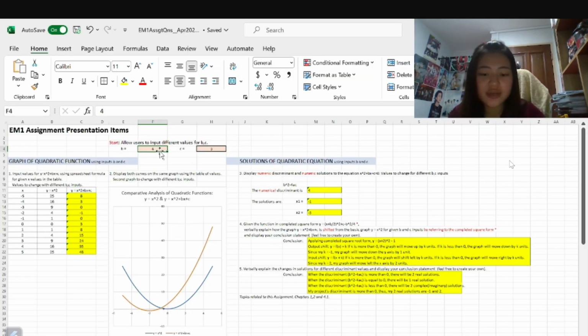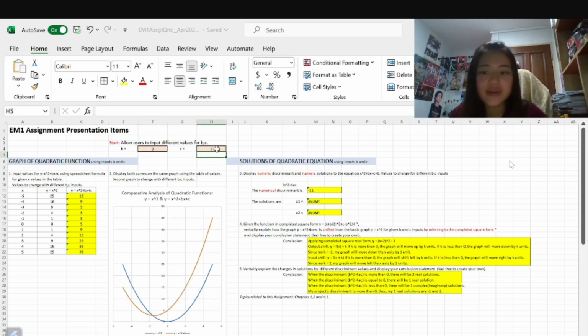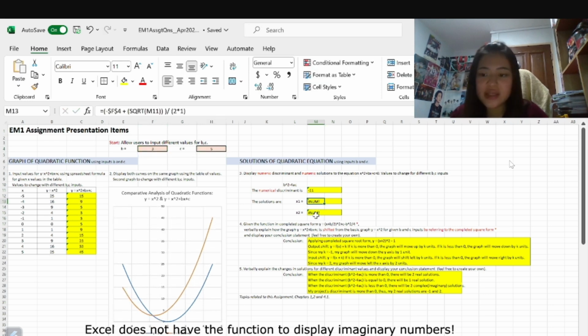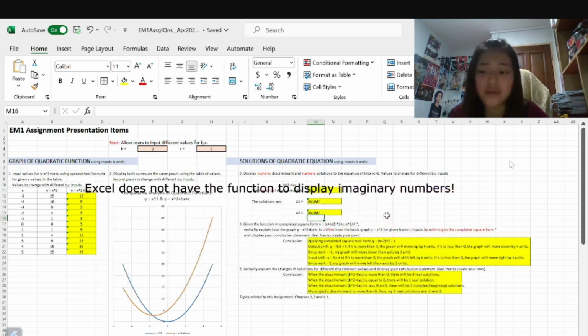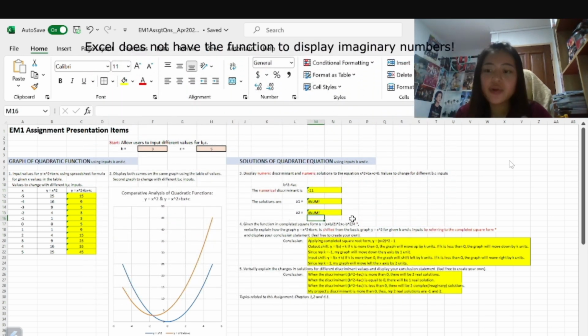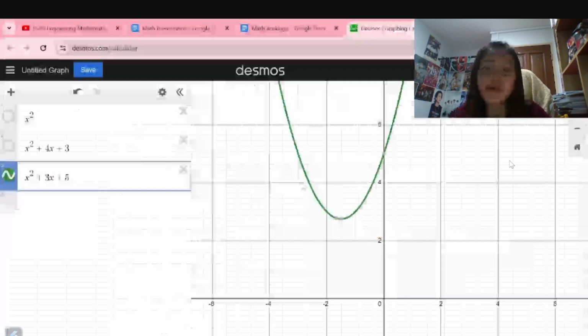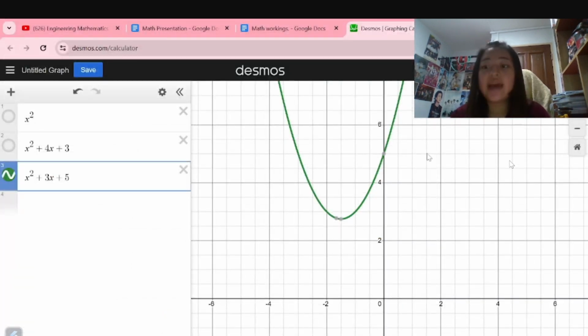On my Excel sheet, if you sub b with 3 and then you sub c with 5, the x will show #NUM!, which means that Excel does not recognize that function, since the answers will contain imaginary numbers, because the graph does not touch the x-axis at all, meaning no intercept. Thus, there will be no real solutions if the discriminant is less than 0.